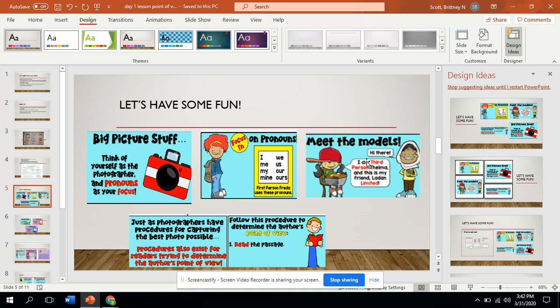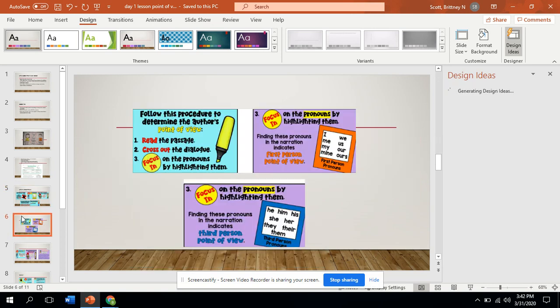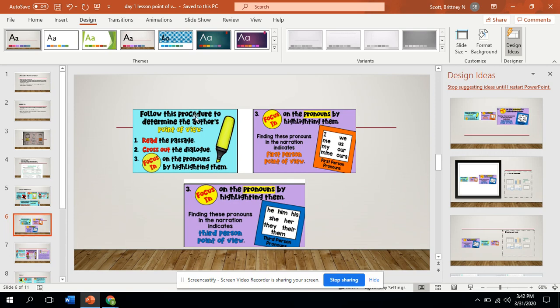I am third person Thelma. And this is my friend Landon Limited. Okay, just as the photographer has procedures for capturing the best photo possible, procedures also exist for the readers when trying to determine the author's point of view. So let's follow the procedures of the point of view. Let's get some practice. Okay, we're going to look out for keywords and we're going to imagine highlighting, okay?